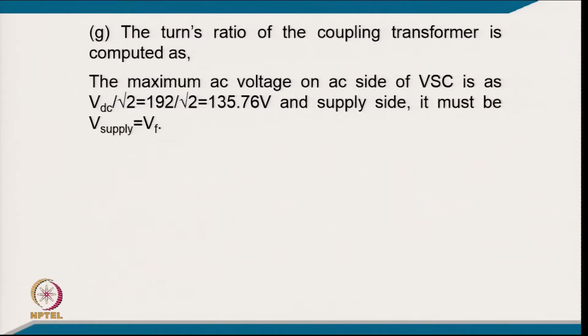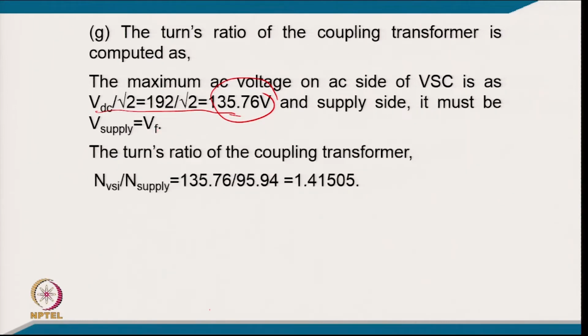And the turns ratio of the coupling transformer, we can calculate that because we have to inject voltage into the supply. From this DC link voltage of 192, we can develop a maximum of 135.76, and this typically is equal to the voltage we have to inject into the supply. So, the turns ratio will come because we have to inject this voltage and we are getting maximum voltage from the inverter. So, the turns ratio of the transformer will be 1.41505.